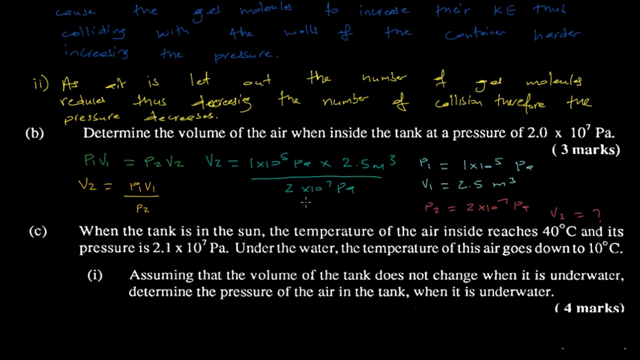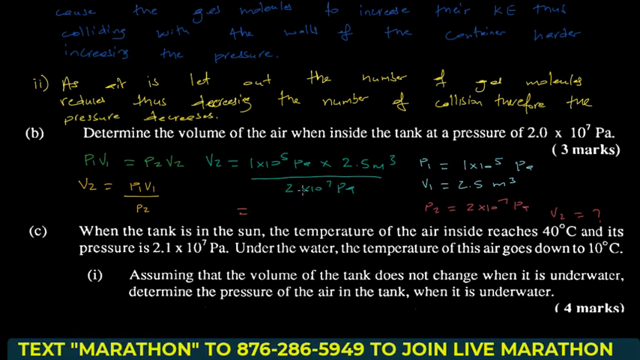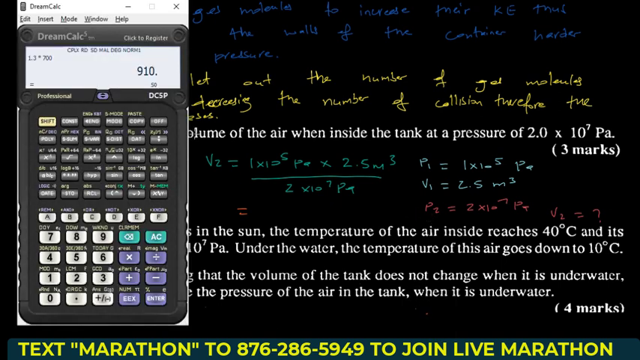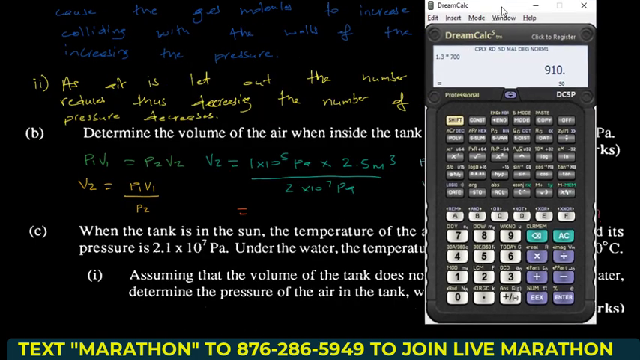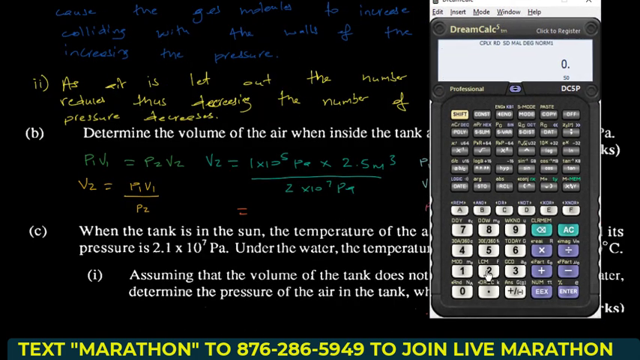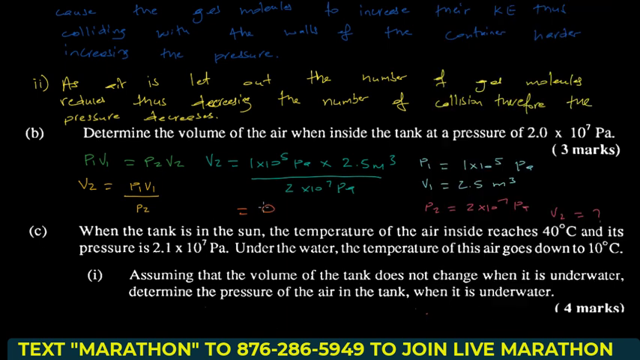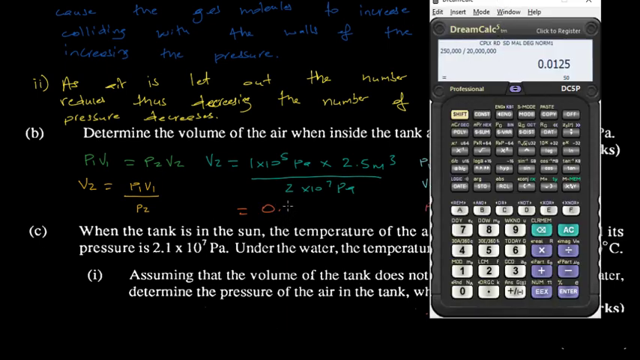Now, due to the limited space, I'm just going to enter this directly into the calculator. So with the calculator here, we say 1 times 10 to the 5 multiplied by 2.5 equals 250,000. Then we divide by 2 times 10 to the 7, and we get 0.0125 cubic meters. All right, and that would be our answer.